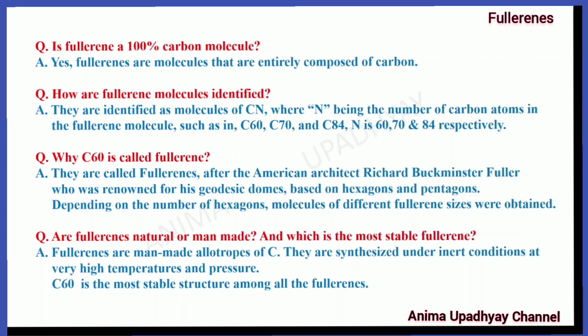Why is C60 called fullerene? They are called fullerenes after the American architect Richard Buckminster Fuller, who was renowned for his geodesic domes based on hexagons and pentagons. Depending on the number of hexagons, molecules of different fullerene sizes were obtained. Are fullerenes natural or man-made? And which is the most stable fullerene? Fullerenes are man-made allotropes of carbon and are synthesized under inert conditions at very high temperatures and pressure. C60 is the most stable structure among all the fullerenes.